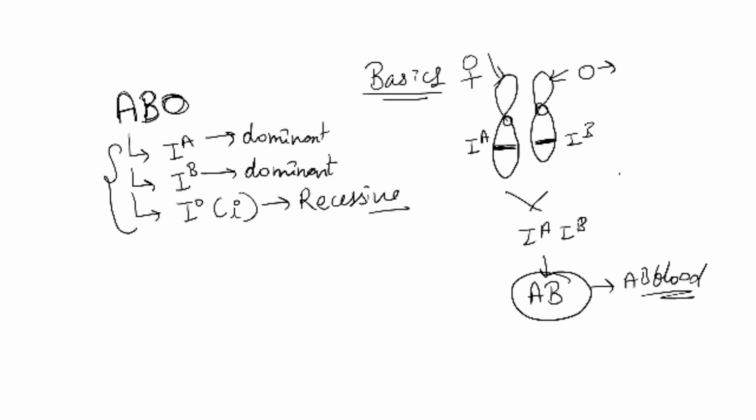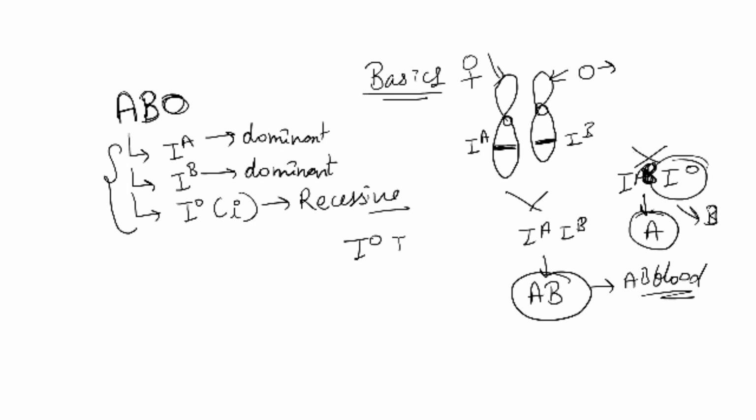In the case of IA and IO, IO is the recessive one. So if we cross these both, then what will we get? A blood group. And the same goes for B. If there is a B allele, then it would make a B blood group. So in order to make an O blood group, we need IO from both the parents, and then only will we be able to make an O blood group.